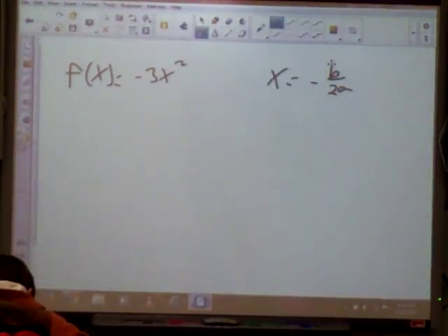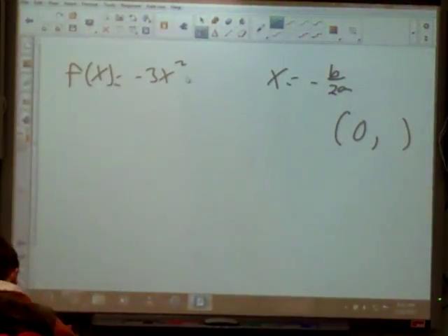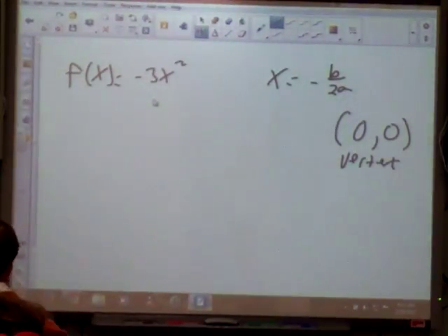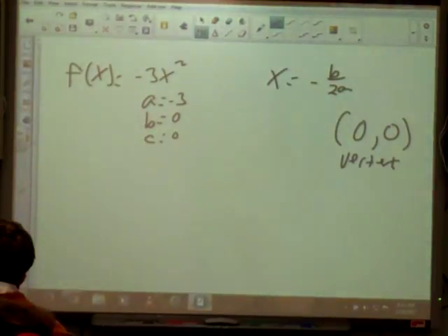This one becomes a no-brainer because what's your b? 0. So 0 divided by anything is 0. So I know the vertex has got to be at 0 something. Now even better, since there's no b and c here, when I plug that 0 in, what do I get? 0. So there's your vertex. Because we're plugging in 0, and your b and your c are 0.